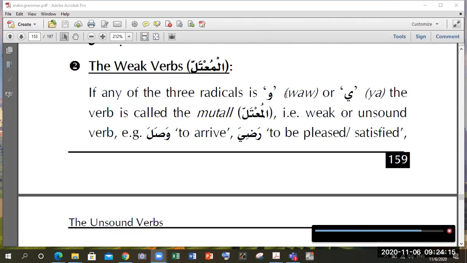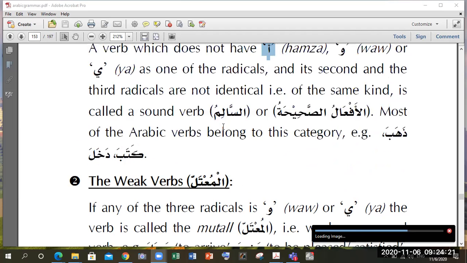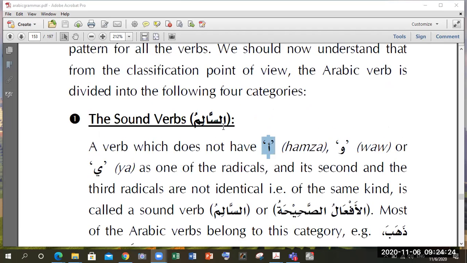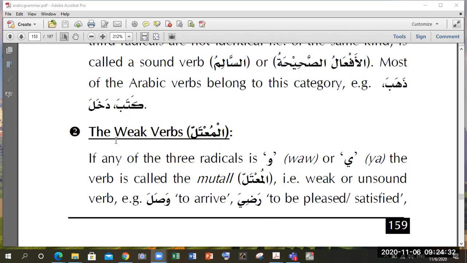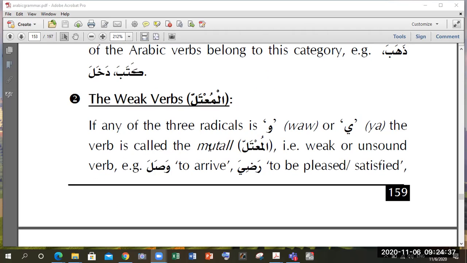So there will be total 4 categories. One is sound, and we have seen what a sound verb is, free of all those 3 categories. Then the second category is weak. I have already told you what is weak. If any of the 3 radicals is either waw or ya, then this verb is called mu'tal.